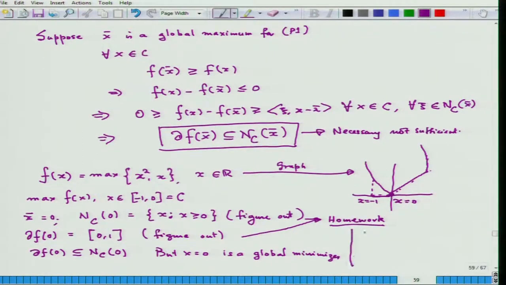So, this example appeared in, I will just take a second to tell you, the example appeared in a paper by myself, with the title Optimality Conditions for Maximizing Local Lipschitz Functions.